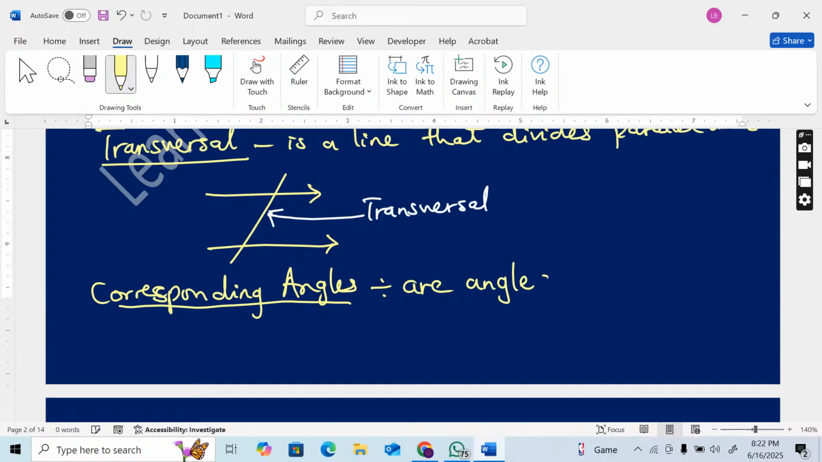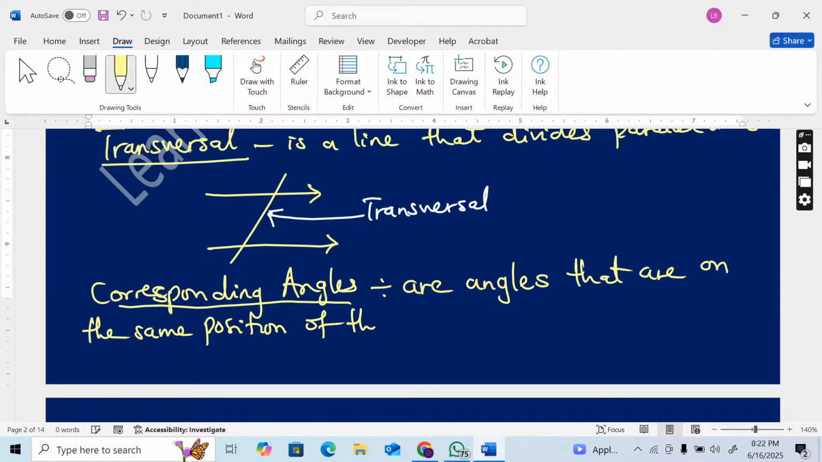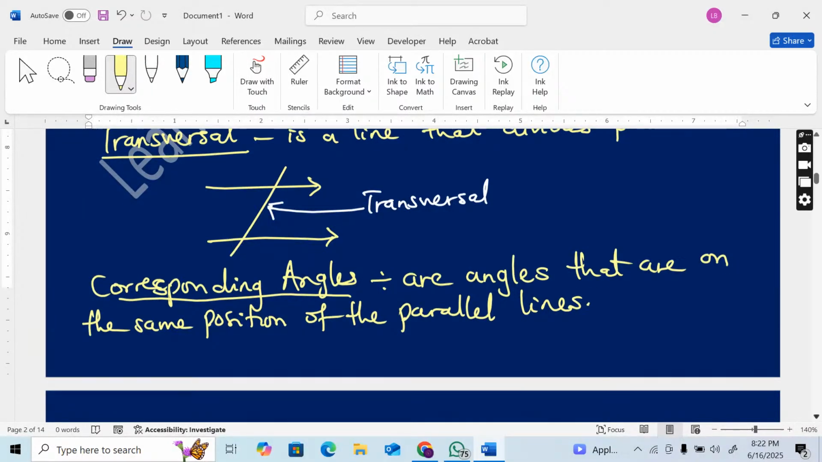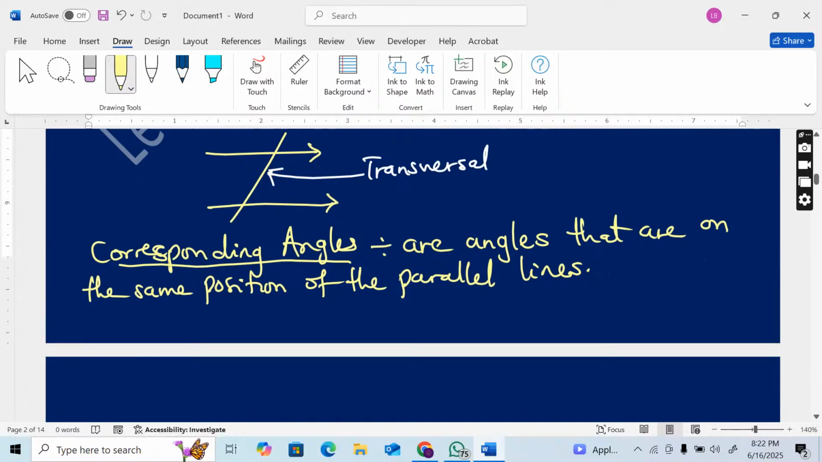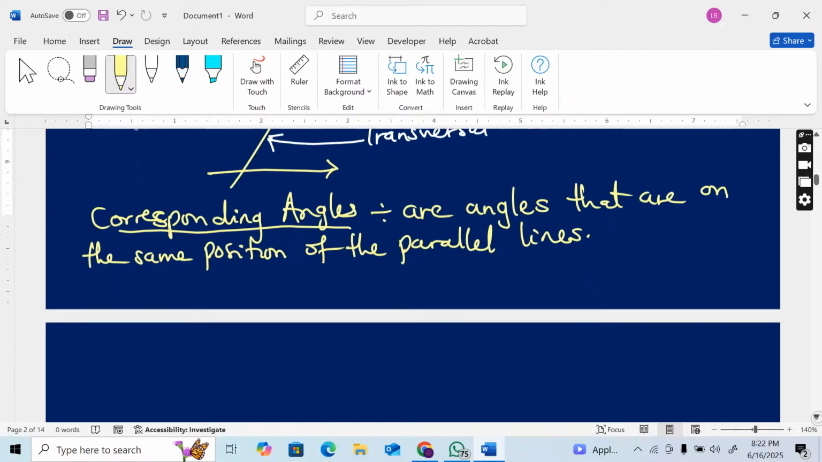Corresponding angles are angles that are on the same position of the parallel lines. If you don't listen, you will not understand. So make sure you pay full attention. The chat is locked for now. Pay full attention and stop typing.